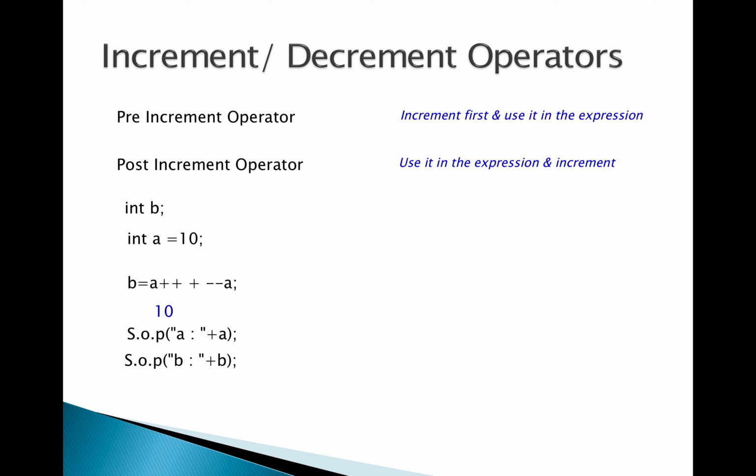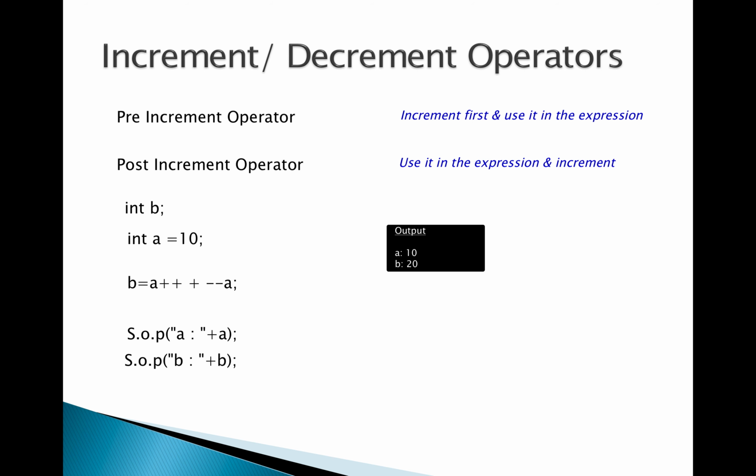What is b's value? When you compute b's value, what is the next thing? --a. After computing a++, a's current value will become 11. So when you do --a, we are decrementing 11 to 10 and then using it in the expression. So a's value is reduced to 10. That latest a's value will be used in the expression because it is a pre-decrement operator. So now b's value will be computed as 10 plus 10, which is equal to 20.